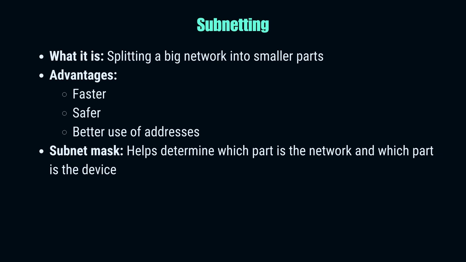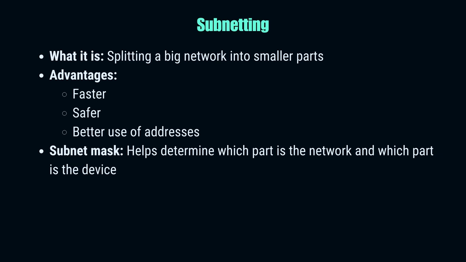Subnetting is the practice of dividing a large network into smaller subnetworks, or subnets. It's like dividing a large office building into smaller departments for better organization and management. The main reasons for subnetting include improved network performance, enhanced security, and more efficient use of IP addresses. By creating smaller network segments, we can reduce traffic congestion and isolate potential security threats.